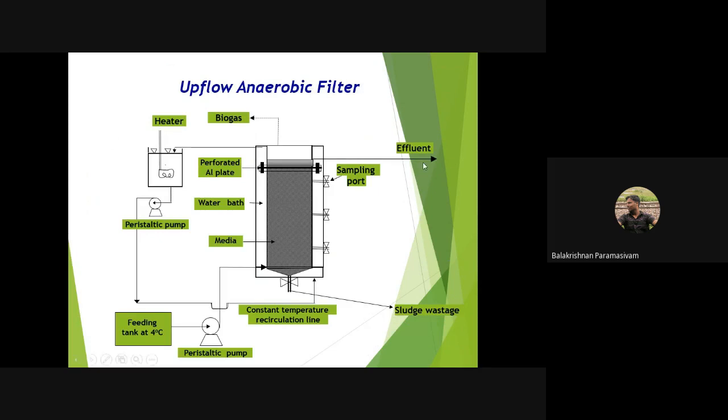So in this, first we will see the upflow anaerobic filter. Filter means it's a simple filtration. We are providing a media. In MBBR we have seen the MBBR media. In this case we are giving the anaerobic filter media. I will discuss what is the difference between MBBR media and the anaerobic filter media. Same process. So it's a laboratory scale schematic diagram.